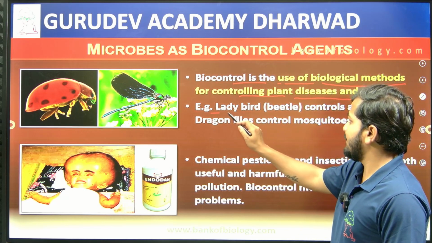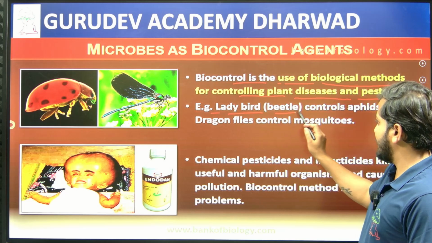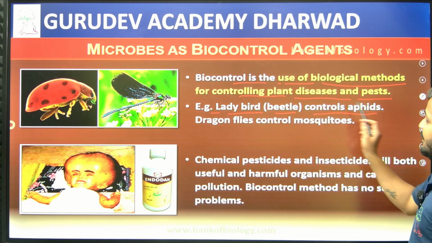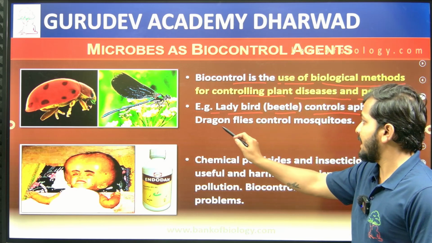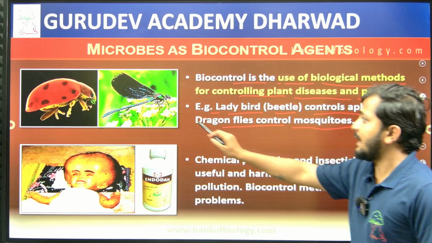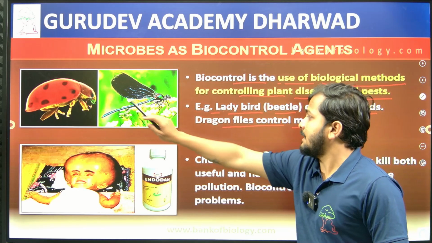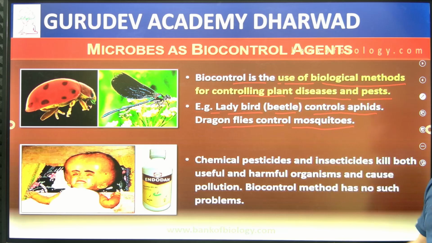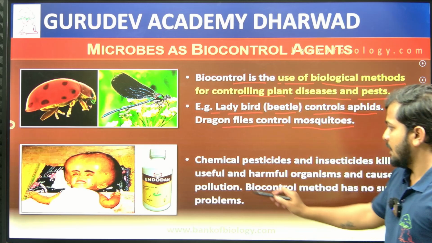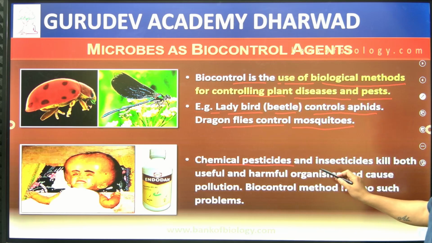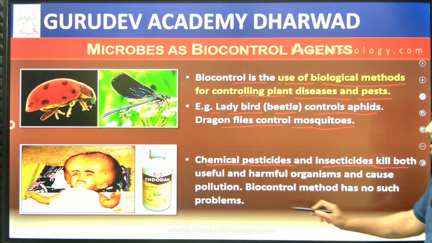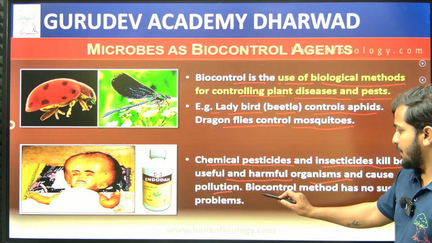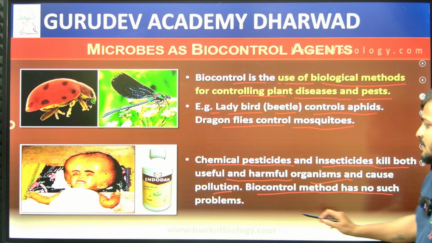Consider the example they have given: the ladybird, that is a beetle, controls the aphid population, and dragonflies control mosquitoes. That is what you are going to find out. Chemical pesticides and insecticides kill both useful and harmful organisms and cause pollution. But you can find that the biocontrol method has no such problems.